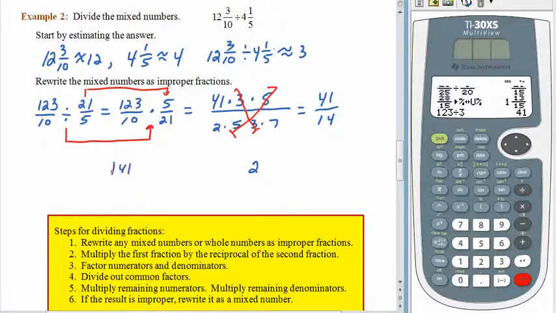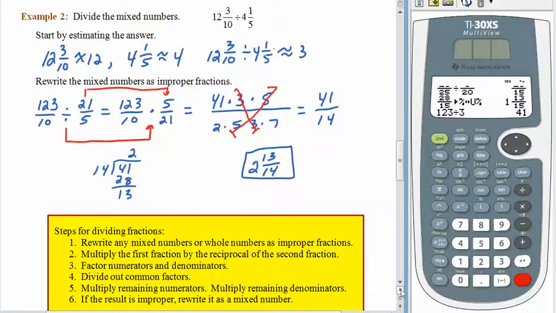41 divided by 14 goes in there twice, gives us 28. Do the subtraction. 13 left over. So 2 and 13/14ths. Just about 3, like we thought. And there's our answer. And of course, you could do this on your calculator. You know where the mixed number template is, and it should come out to be just fine.